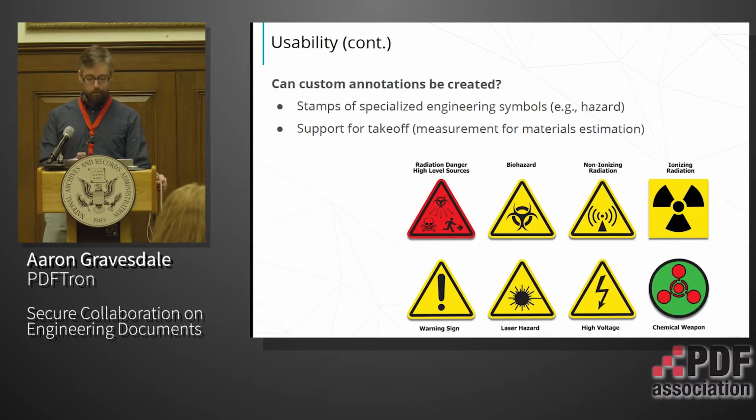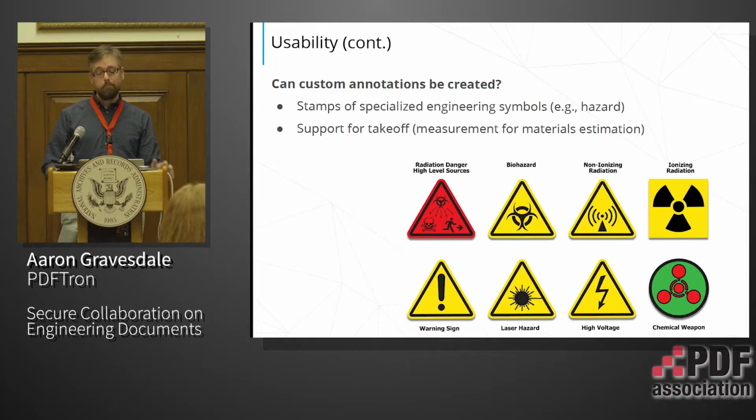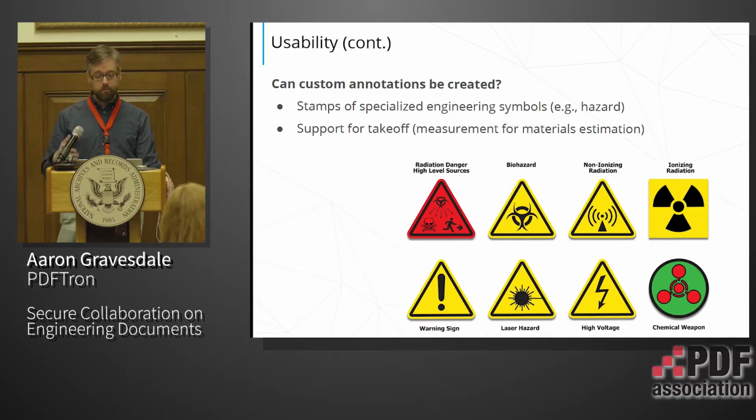So, here we have, this is a bit fanciful, we have biohazard and I think laser hazard and chemical weapon. So if you're on a job site, and you see a chemical weapon lying around, you might want to add the chemical weapon stamp. But this is, or a spill or something wrong, you might want to add your own annotation to denote that this is something to be watched out for.